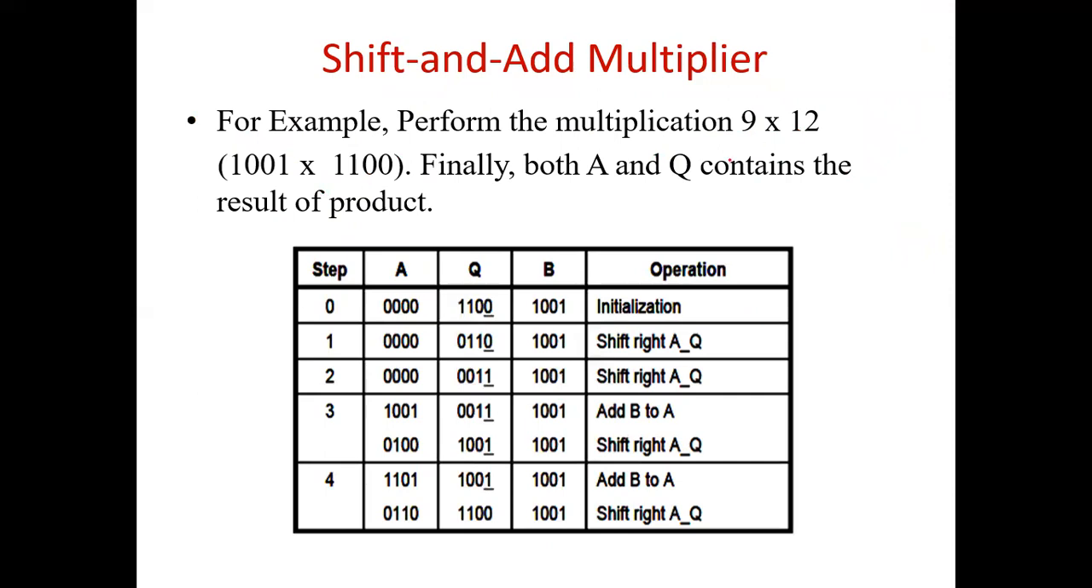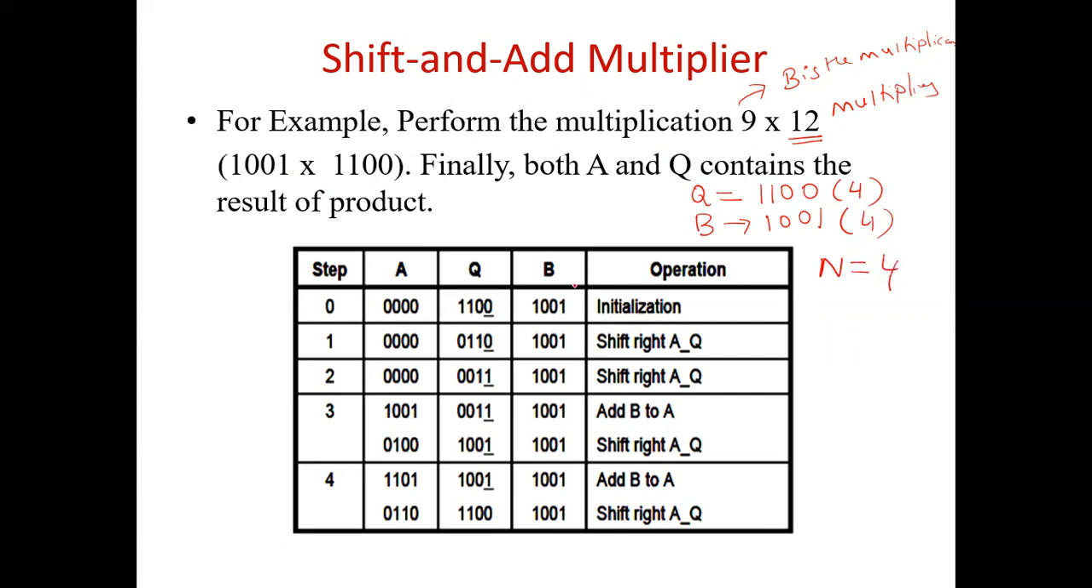Here B is 9, so obviously B is the multiplicand, and Q is 12. Q is the multiplier. So my Q value is 1100 and my B value is 1001. Luckily, this is also 4 bits, and this is also 4 bits. So my capital N equals 4. Actually, this is capital N, so don't follow this. I'm initially assuming it as 4.